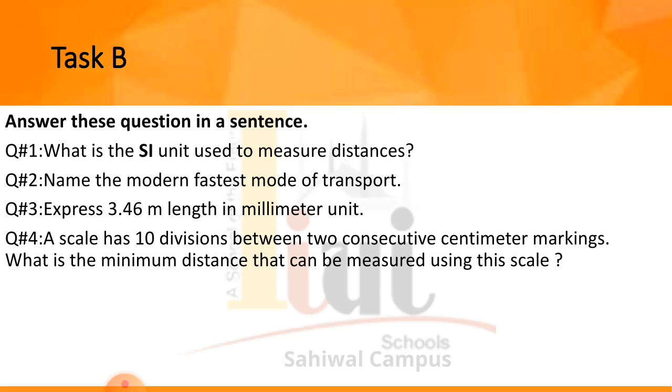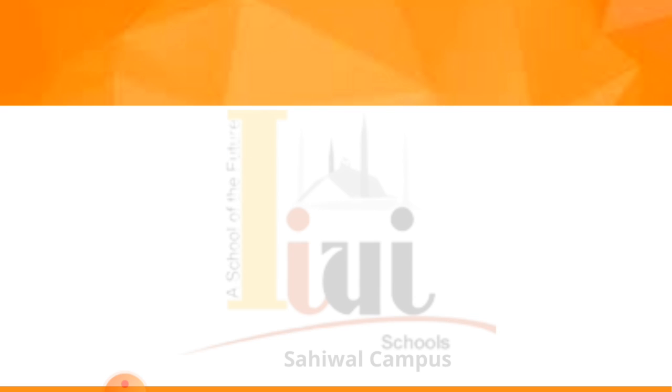Question number 4: a scale has 10 divisions between two consecutive centimeter markings. What is the minimum distance that can be measured using this scale? So between the two centimeter markings there are 10 subdivisions. What will be the minimum distance that we can measure using this scale? Question number 5: what are stationary objects?